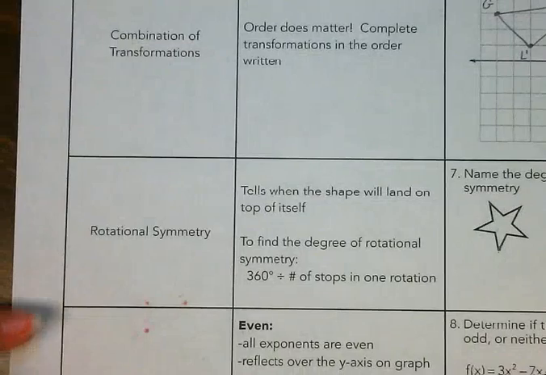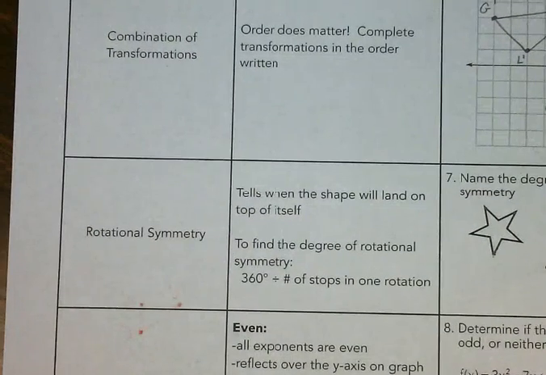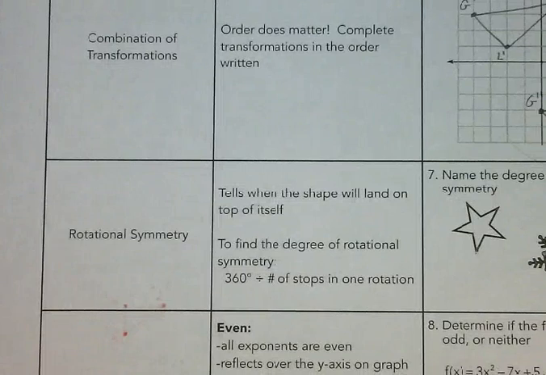Okay, rotational symmetry. We did this really quickly one day. I think it might have even been after a quiz, because it was still in the same unit. But this is when we look at how many times a shape will land on top of itself in one full rotation. So in 360 degrees, we're trying to figure out how many times that shape will fall onto itself, identical. And then we divide that number into 360, and that tells us the degree of rotational symmetry.